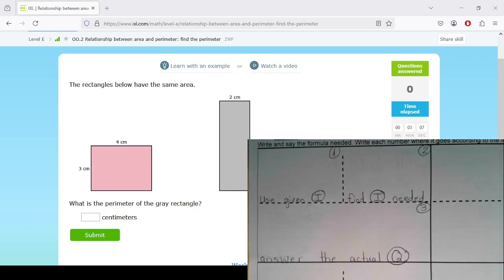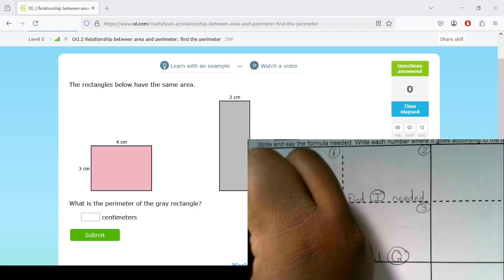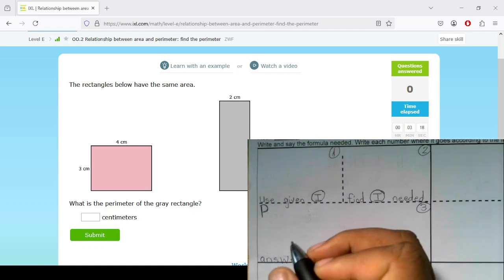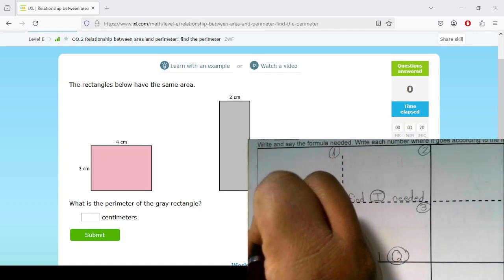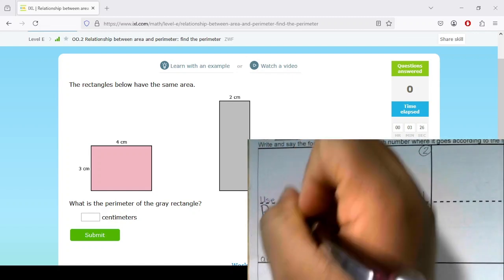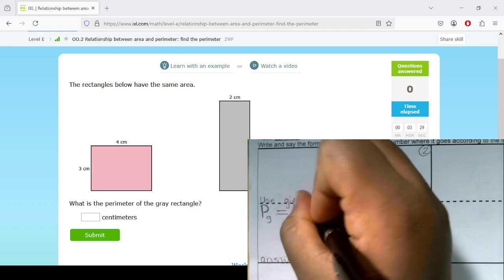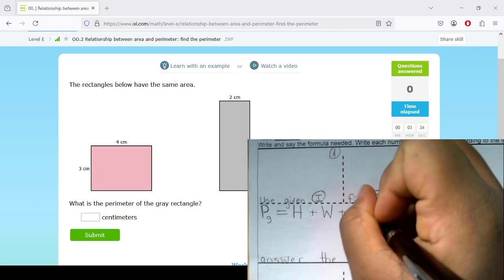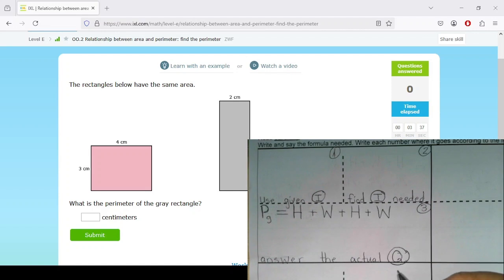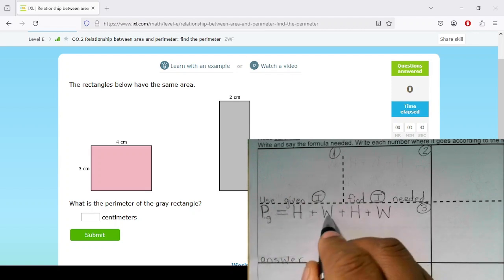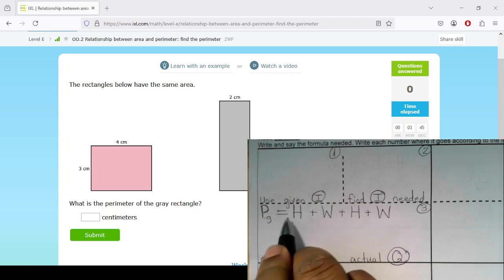So, I am asked, what is the perimeter of the gray rectangle? I'm going to go ahead and put perimeter, capital P. And because I have multiple rectangles, I'm going to put a G for gray. Perimeter of the gray rectangle is calculated by adding up the height and width of every side. Height plus width. I don't know the perimeter, that's what my question is about, but I do know the width. And in order to answer this question, I'm going to need that height.